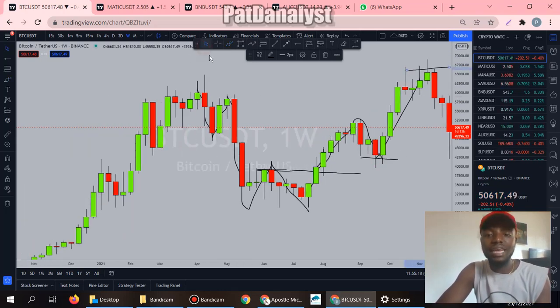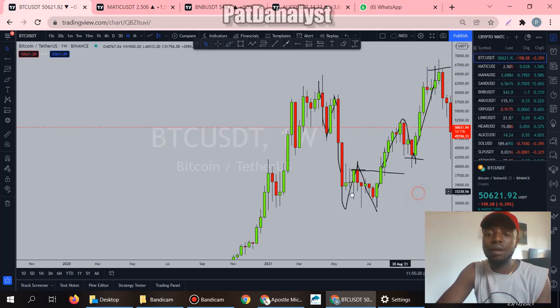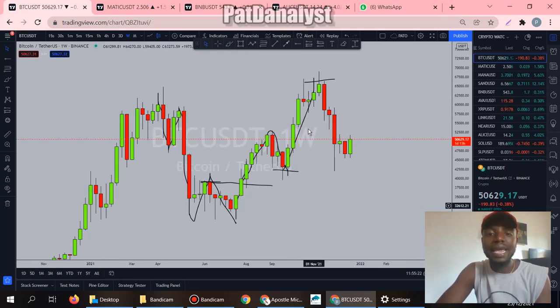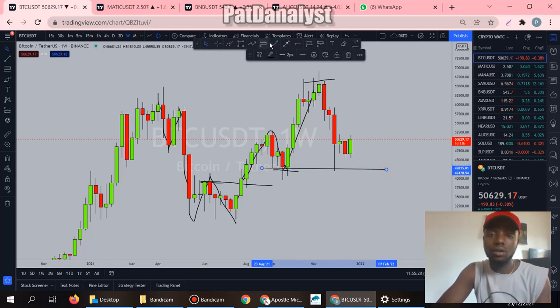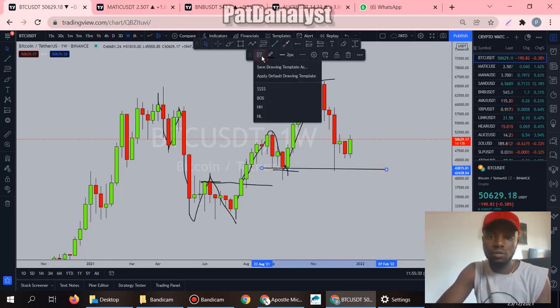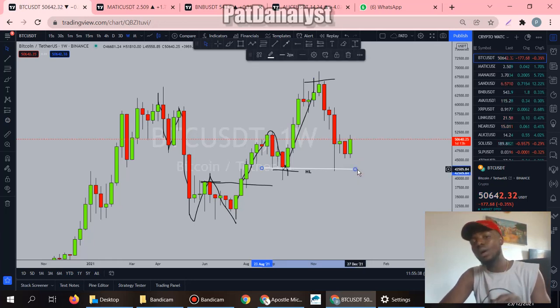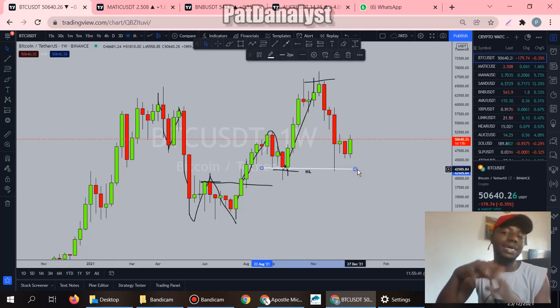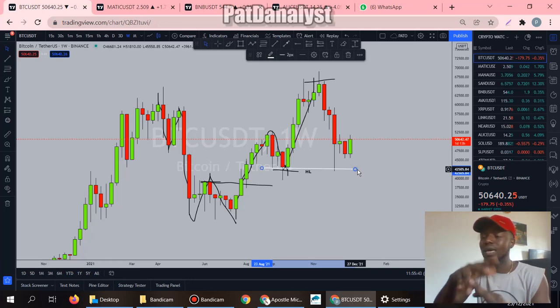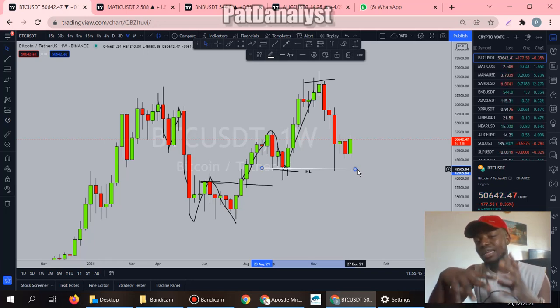So the invalidation to the upward trend on the weekly time frame is only going to happen if the market starts trading below the weekly structure here, which is the weekly higher low. So this is the weekly higher low. As soon as the market starts trading below here, that is when you say Bitcoin is now in a downward trend from the weekly perspective. So as far as monthly and weekly are concerned, we are still in an upward trend.